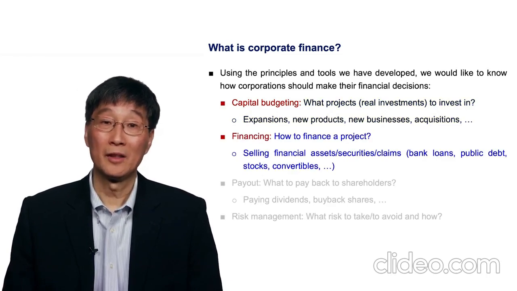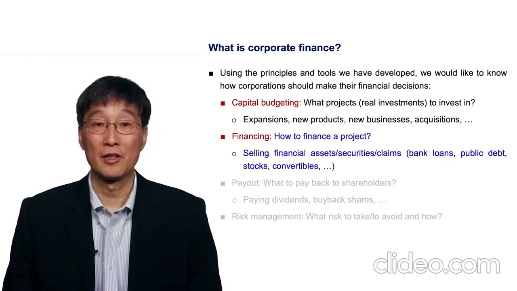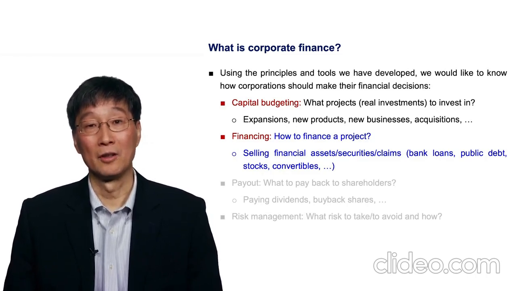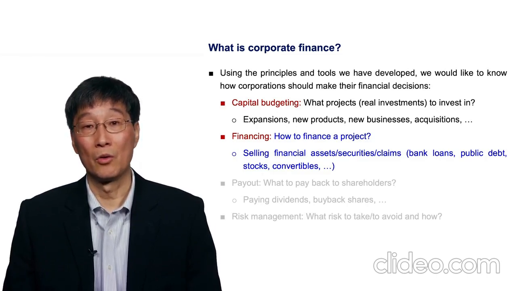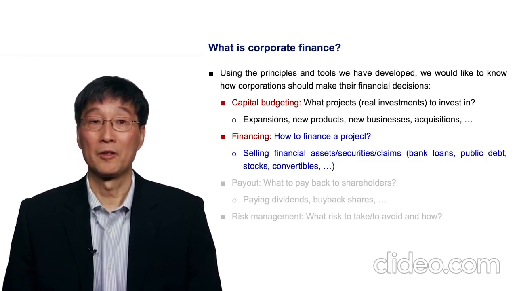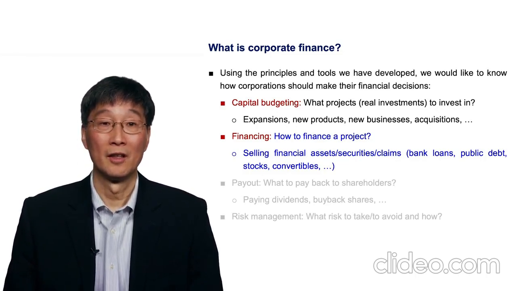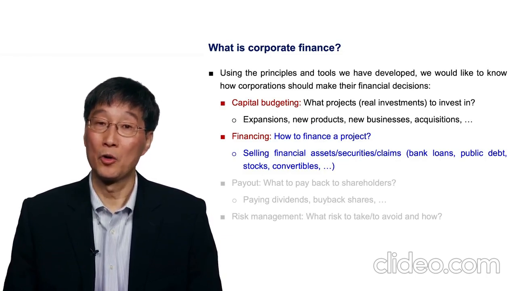Changes to the liability side are related to several financial decisions. The first is the financing decision, namely how the firm finances its business or assets. A firm does so by selling financial assets or claims, such as taking a bank loan, issuing debt, stock, and other corporate securities.